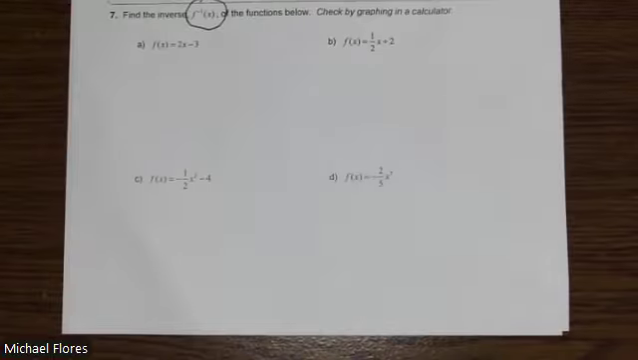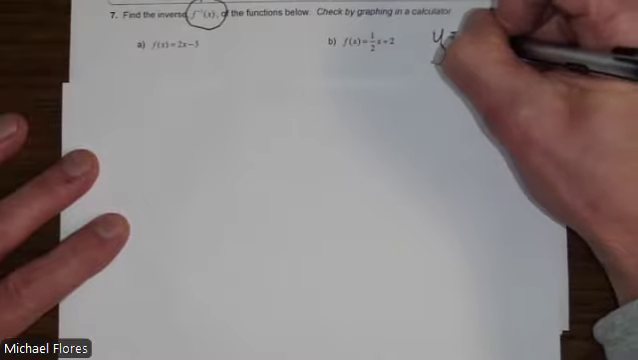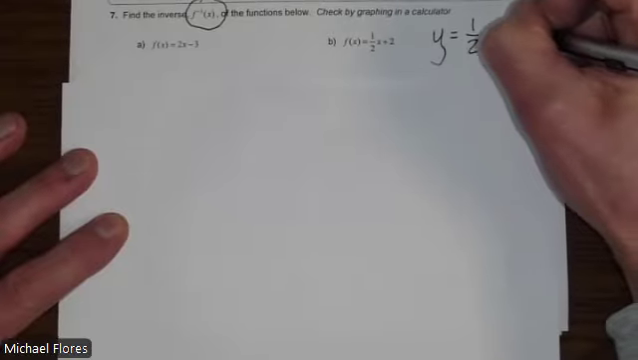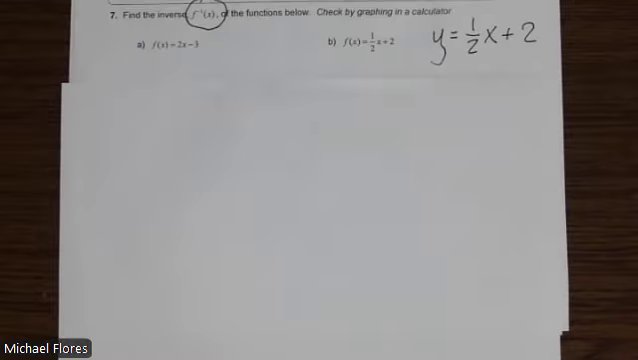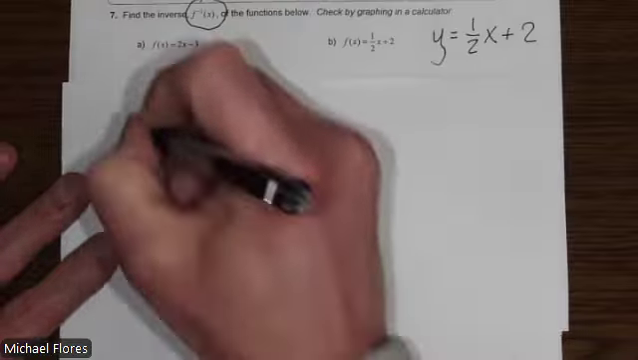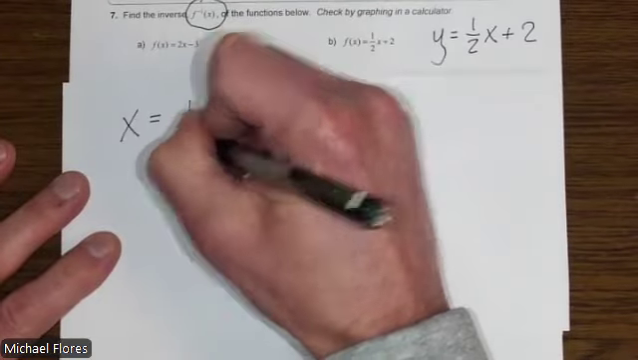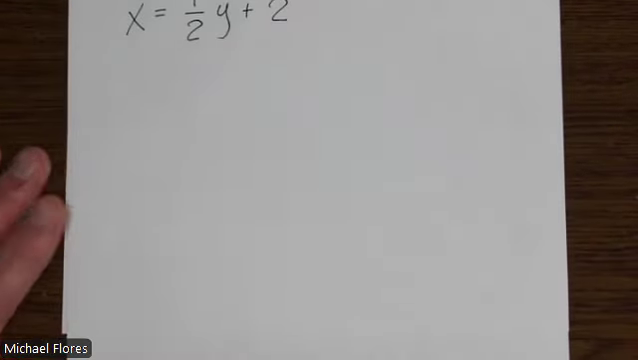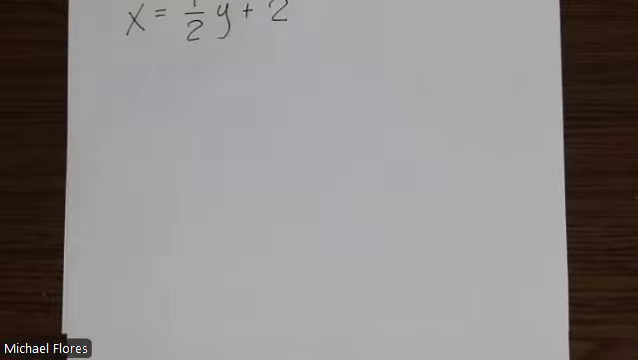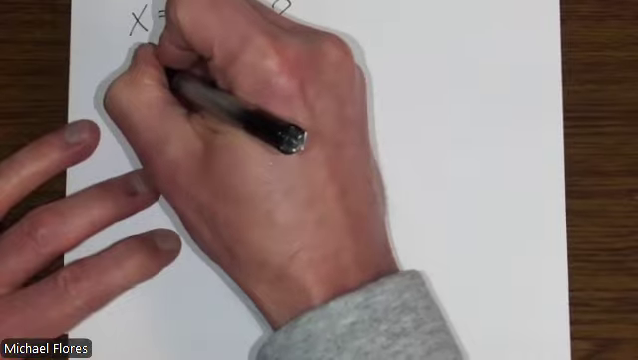So for example B, we had to find the inverse of that one. Example B, it's y equals 1/2 x plus 2. Let's switch x and y. Then start solving for y. Subtract over 2.